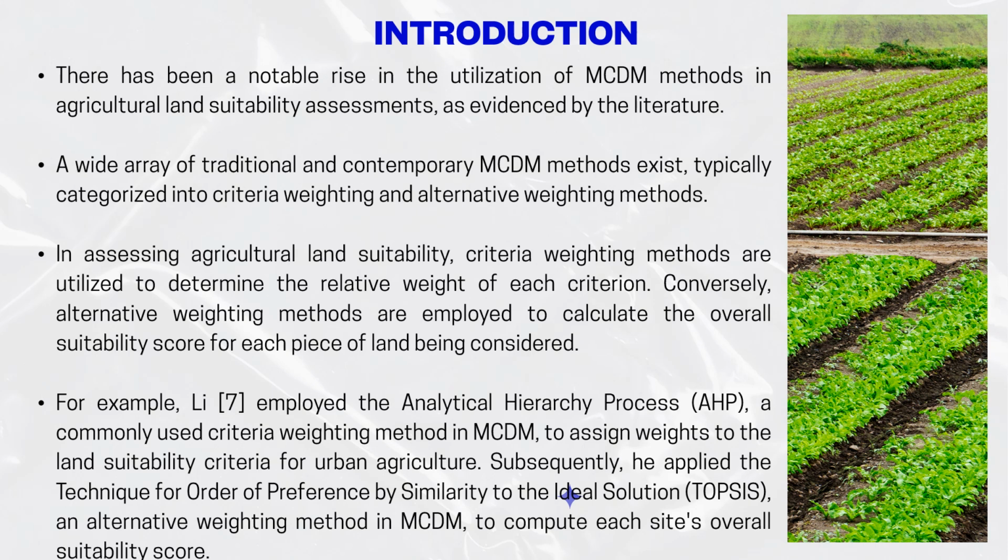For instance, in a recent study carried out by Lee and his team in 2023, they utilized the AHP, one of the widely recognized criteria weighting methods, to assign weights to various land suitability criteria for urban agriculture. They then used the TOPSIS method, an alternative weighting method, to calculate the overall suitability score of each site under consideration.